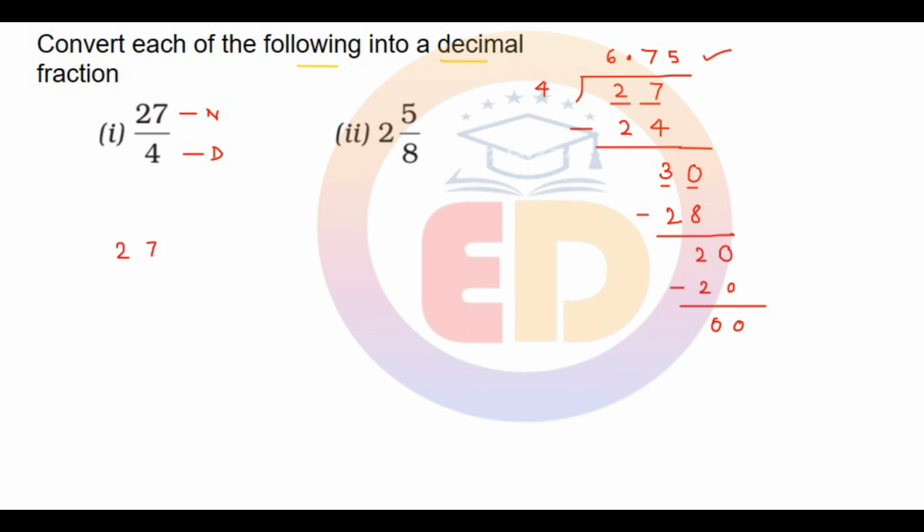So 27 upon 4 in decimal number becomes 6.75. And now remember, 6.75 has 2 decimal places. To convert it into a decimal fraction, remove the decimal point and write down this number without the decimal point. It will become 675. 6.75 has 2 decimal places. So in the denominator, first write down 1. And for 2 decimal places, write down 2 zeros. So 6.75 is actually equal to 675 upon 100.